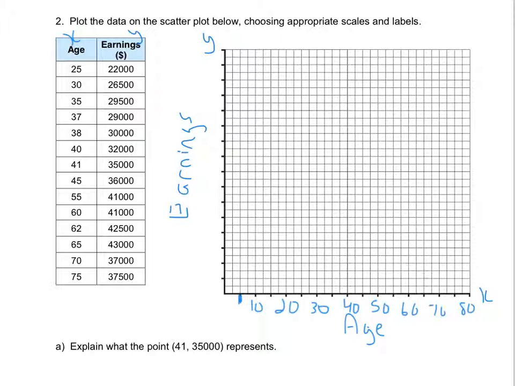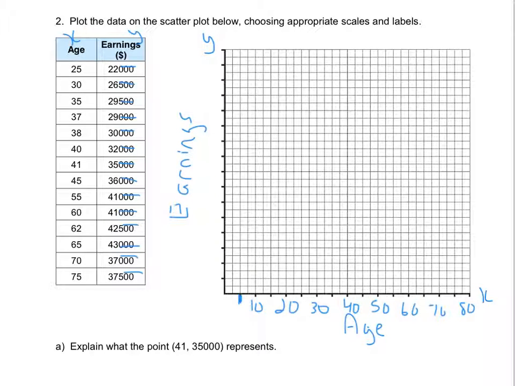And if you notice, earnings are in thousands. So it is sometimes difficult to think of thousands and how the scale would look. So what I'm going to do is not think about the last 3 digits. I'm just going to think about the first 2. And I see that my lowest number is 22 and my highest looks to be 43. So that's 22,000 and 43,000. So I need to go up to 43.